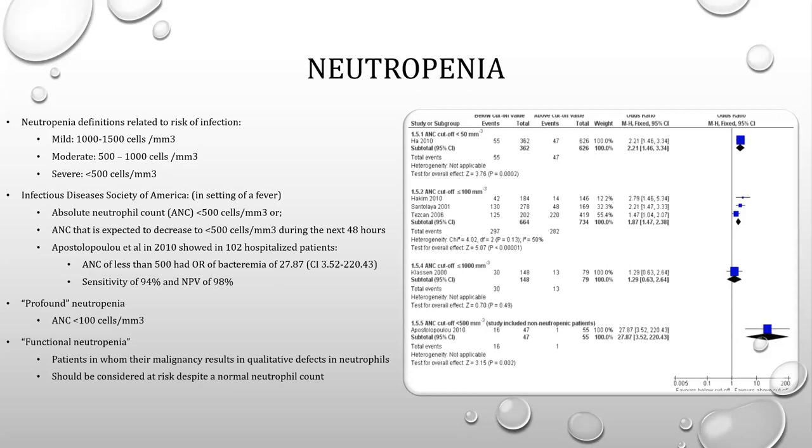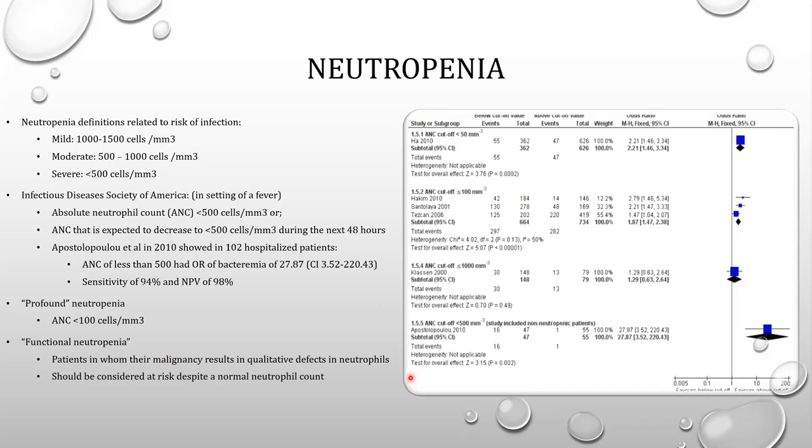and this was their nice little table, basically demonstrating that as your ANC gets lower, there are still continued odds ratios of high risk of bacterial infection. The study from 2010 out of Greece is a little bit of an outlier if you look at this image. But still, even as you use lower cutoffs, they still had odds ratios that were statistically significant for bacterial infection.